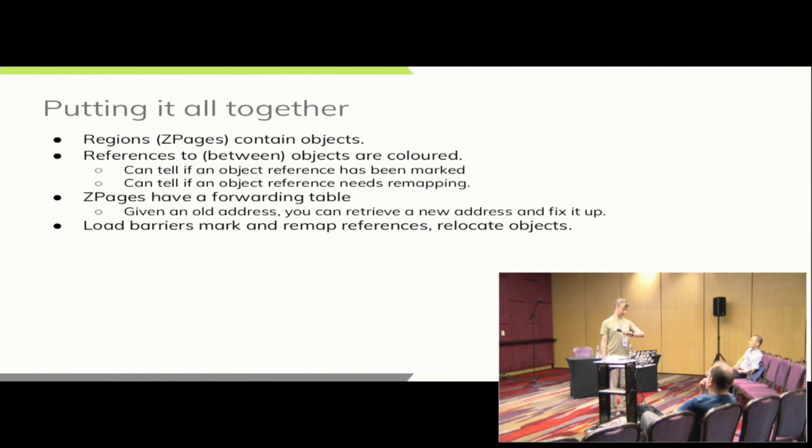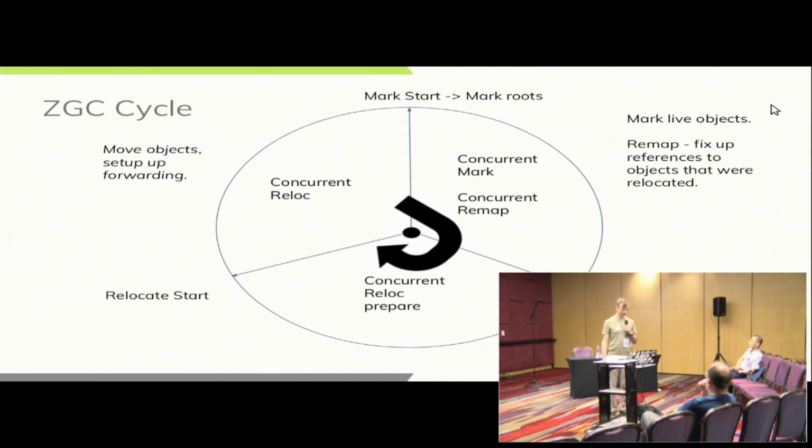So, how are we doing? Right. Putting it all together, we have regions, the Z pages that contain objects. References between those objects are coloured, so we can tell if an object has been marked. Have we encountered it before? We can tell if an object needs remapping. So if an object hasn't been marked, we might change its position. We might update the reference. And Z pages have forwarding tables. So given an old reference that's bad, we can make a good reference from that. Right. Everyone with me? Excellent.